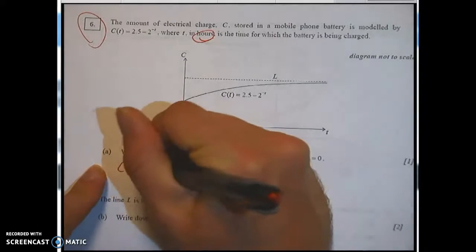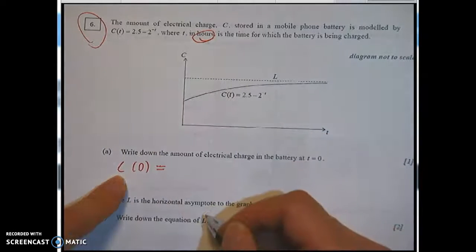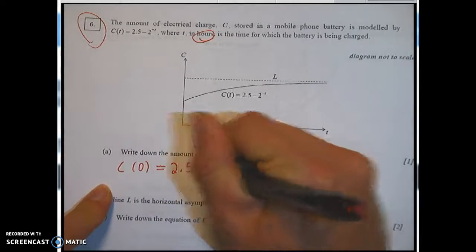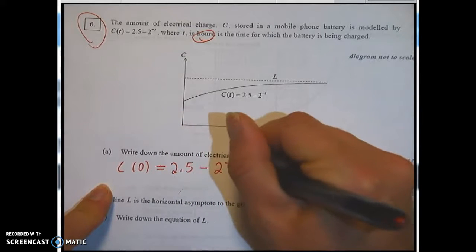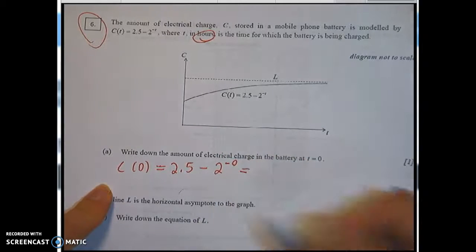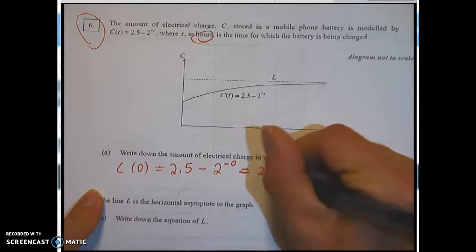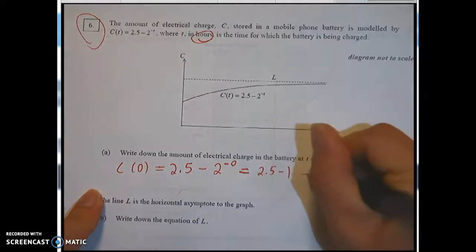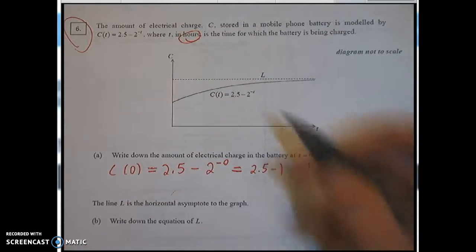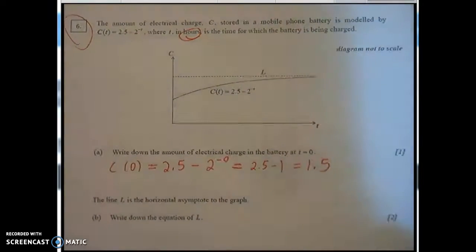So I'm looking for C of 0, which is just function notation, meaning what's the charge when the time is 0? It's 2.5 minus 2 to the negative 0, which is just 0, of course. Anything to the 0th power is 1. So what I've got here is 2.5 minus 1, which equals 1.5. And it's not really clear what the units on the electrical charge is, so I'm just going to leave the units off. We'll just call it 1.5.